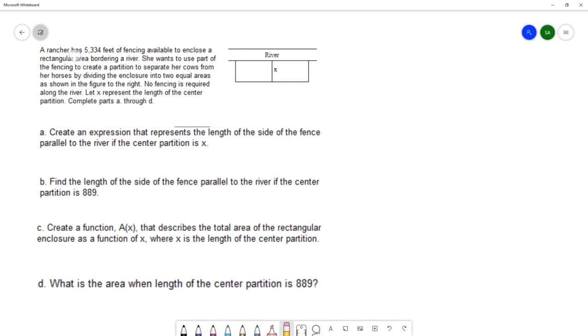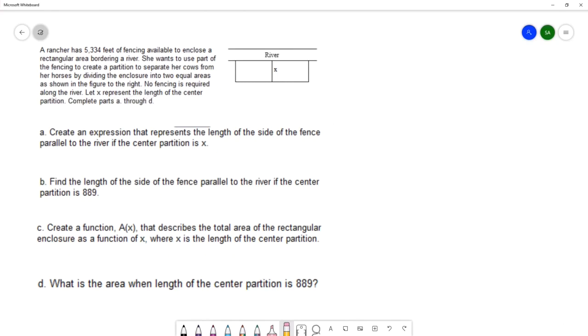A rancher has 5,334 feet of fencing available to enclose a rectangular area bordering a river. She wants to use part of the fencing to create a partition to separate her cows from her horses by dividing the enclosure into 2 equal areas, as shown in the figure to the right. No fencing is required along the river. Let X represent the length of the center partition and complete parts A through D.